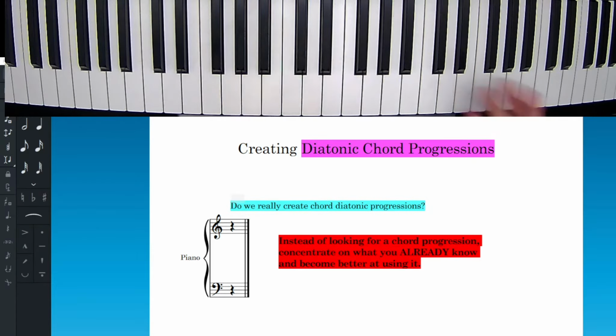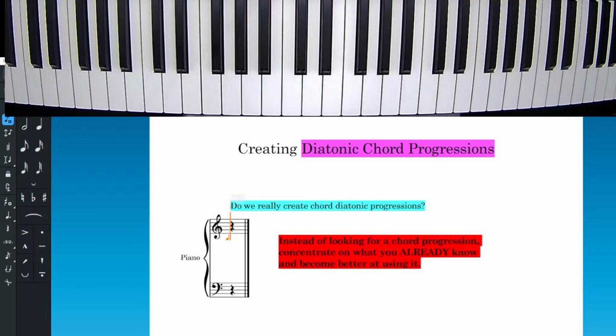So here's my hint to you. Instead of looking for chord progressions, concentrate on what you already know and become better at using that. If you obsess over just coming up with chord sequences, you're going to spend more time doing that than you are creating. Become better at creating with what you already know. And sometimes you will reach a stage where you've learned so much you actually can go back to simpler things and come up with endless ways to use them. But oppositely, if you can't use simple things, you're going to have a harder time using more complex things.